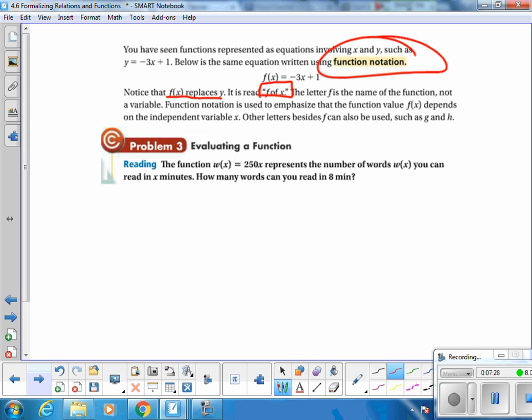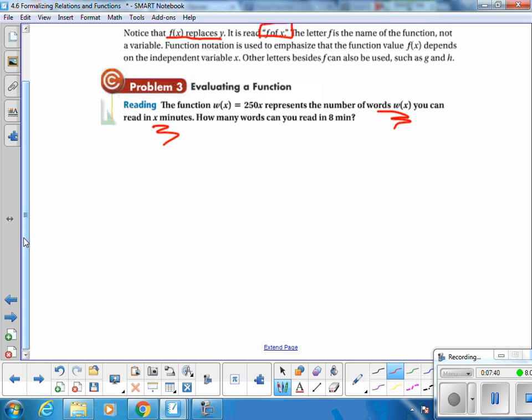The function w of x equals 250x represents the number of words that you can read in x minutes. How many words can you read in 8 minutes? So we can go ahead and play this out. W, the function of x, equals 250x, and x represents the minutes, so I can do 250 times 8.